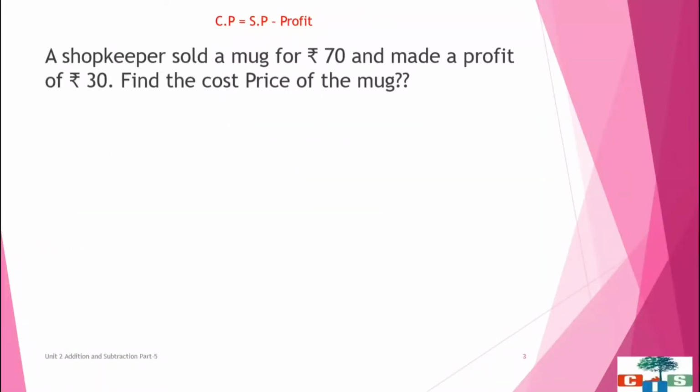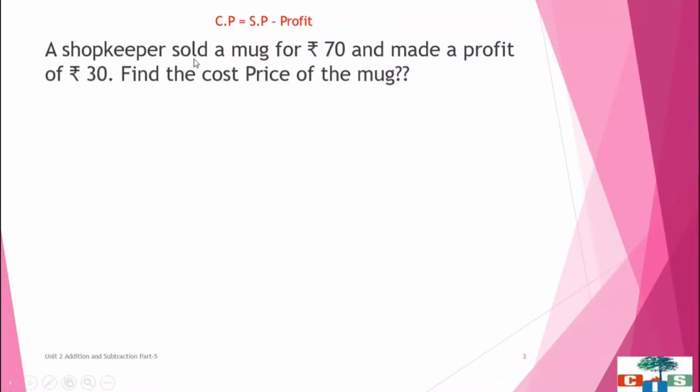So scholars, we will start with the first example. A shopkeeper sold a mug for rupees 70 and made a profit of rupees 30. Find the cost price of the mug. So what is given in the statement? The shopkeeper made a profit of rupees 30 after selling the mug at rupees 70. What do we need to find? We need to find the cost price of the mug.